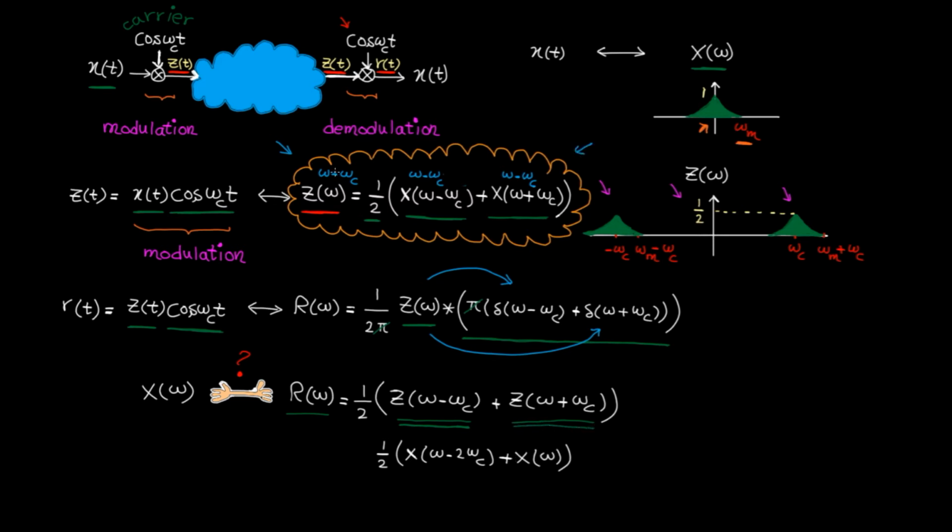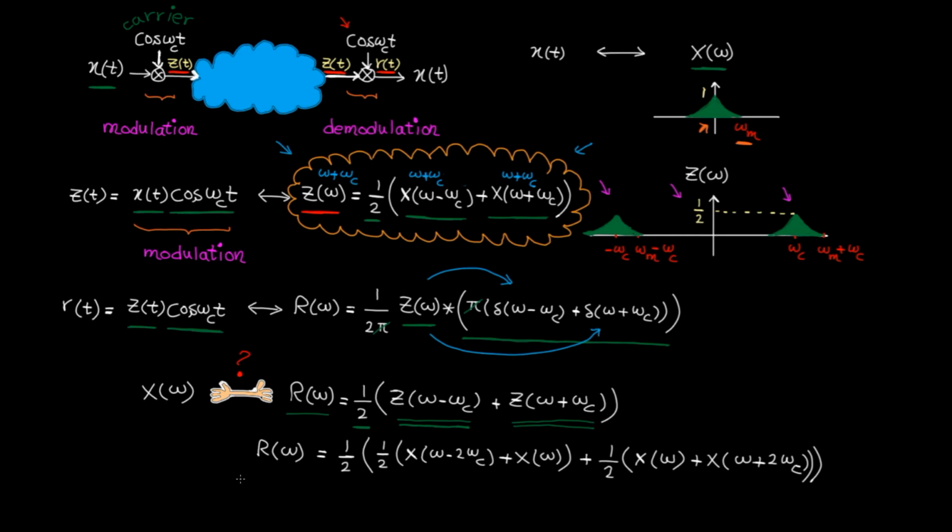We just need to use this equation and replace all ω by ω plus ωc. So plus ωc is cancelled by minus ωc, and we get X(ω). And also plus ωc plus another ωc, we get this. Don't forget about this 1/2. Here you can see R(ω) in terms of X(ω).